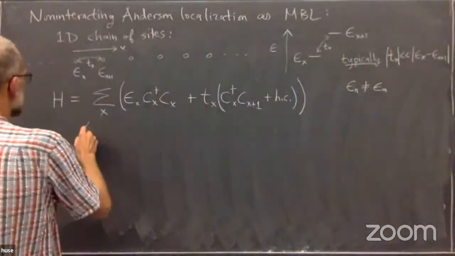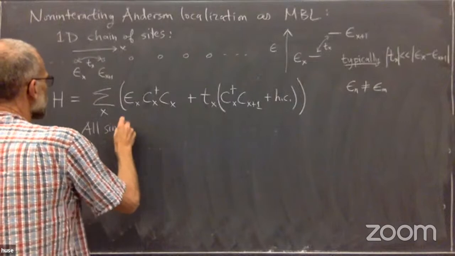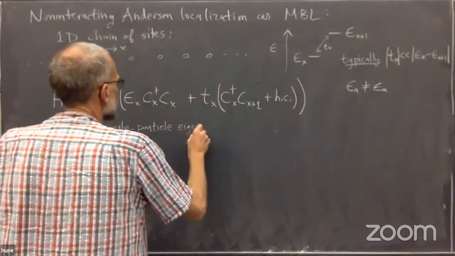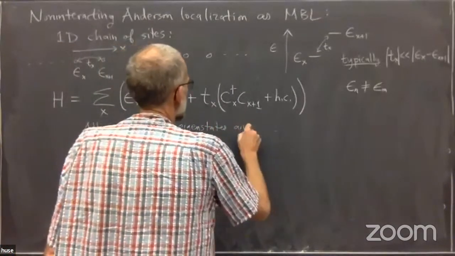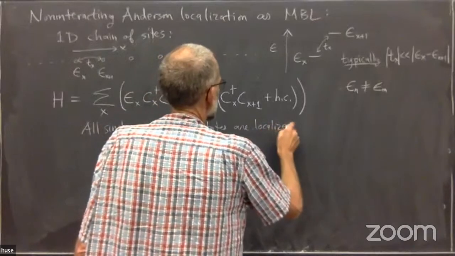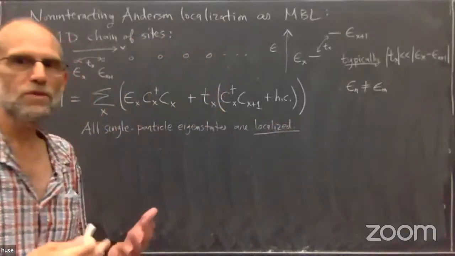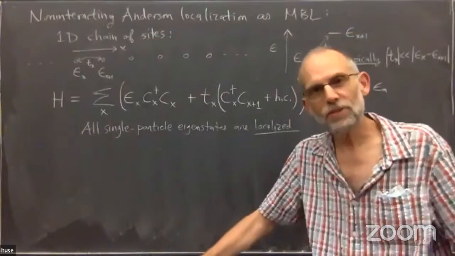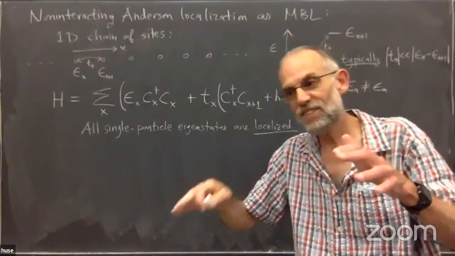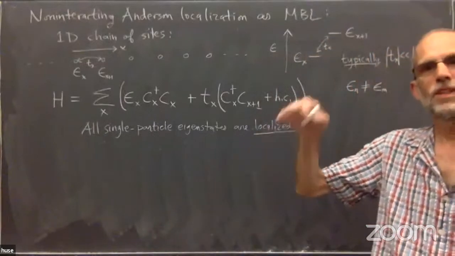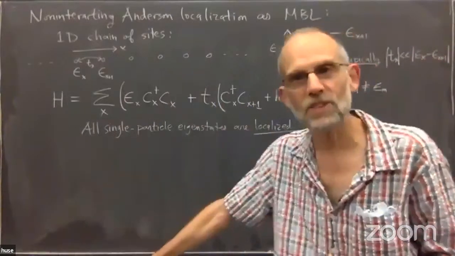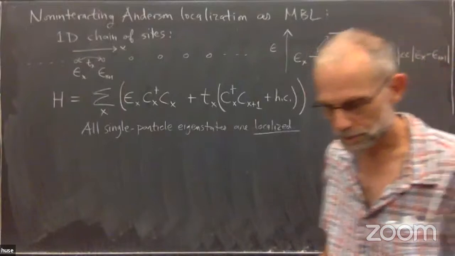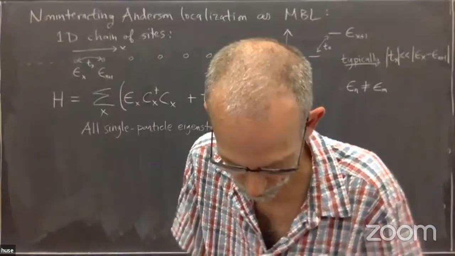And so we get that all single particle eigenstates are localized. And what that means is their wave function is concentrated on of order one site, but it does have tails. So the wave function has non-zero weight all the way out to infinity, but the amplitude of the wave function is decaying exponentially as you go away from the site where the wave function is localized. So that's single particle localization.